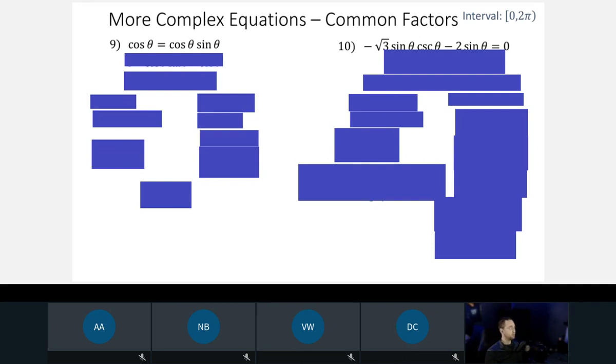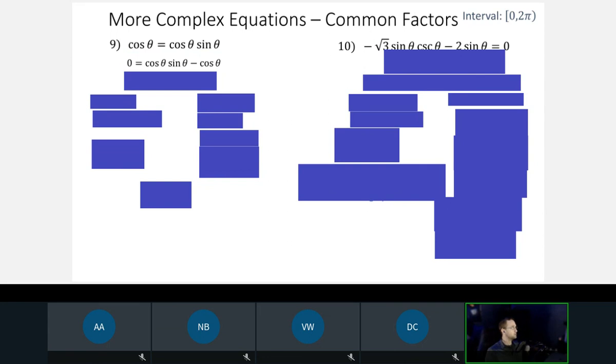If you look at the title of this slide, it says more complex equations, common factors. So we have to solve this by factoring. Even though it's screaming at us to divide both sides by cosine theta to make it 1 equals sine theta, we don't want to do that because then we lose half our answers by eliminating cosine. So we are going to subtract cosine theta from both sides. Now we have cosine theta sine theta minus cosine theta. Now both terms have a cosine theta, so we can GCF a cosine theta out.